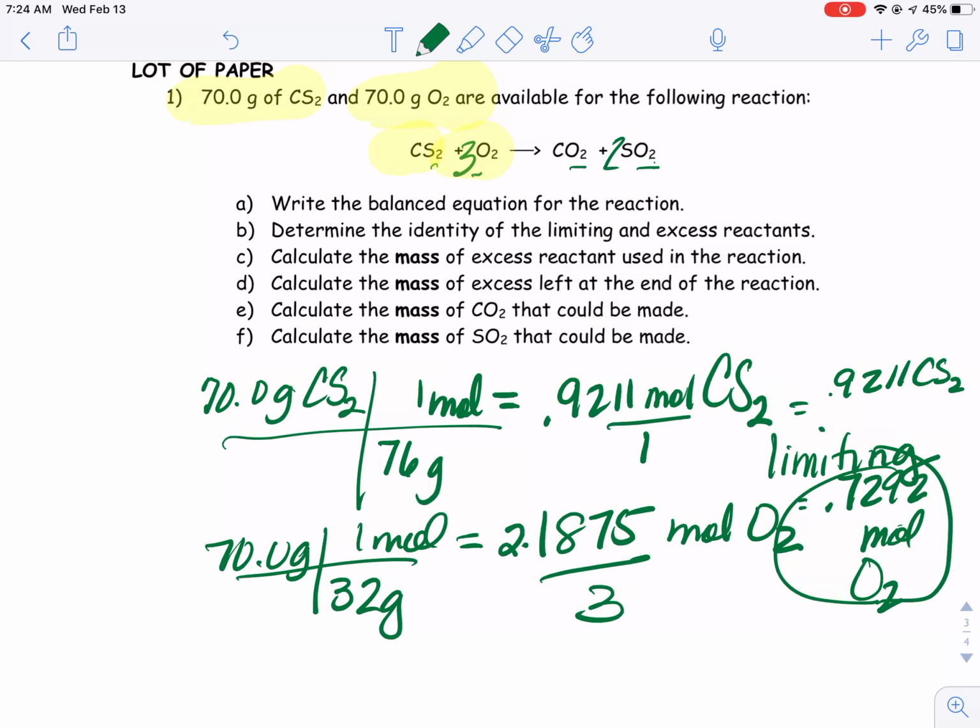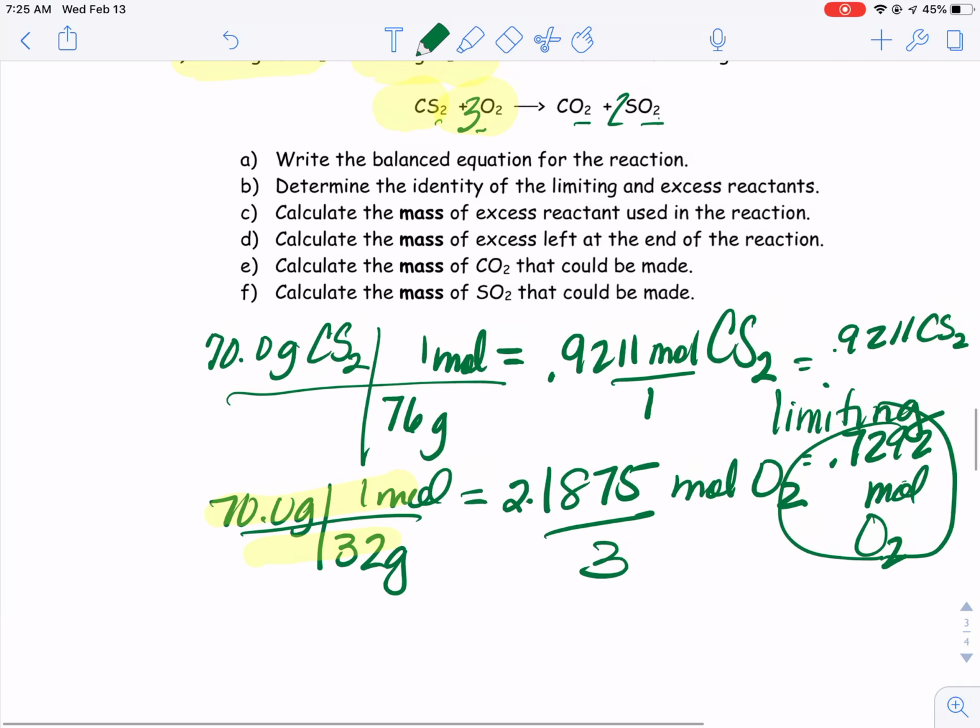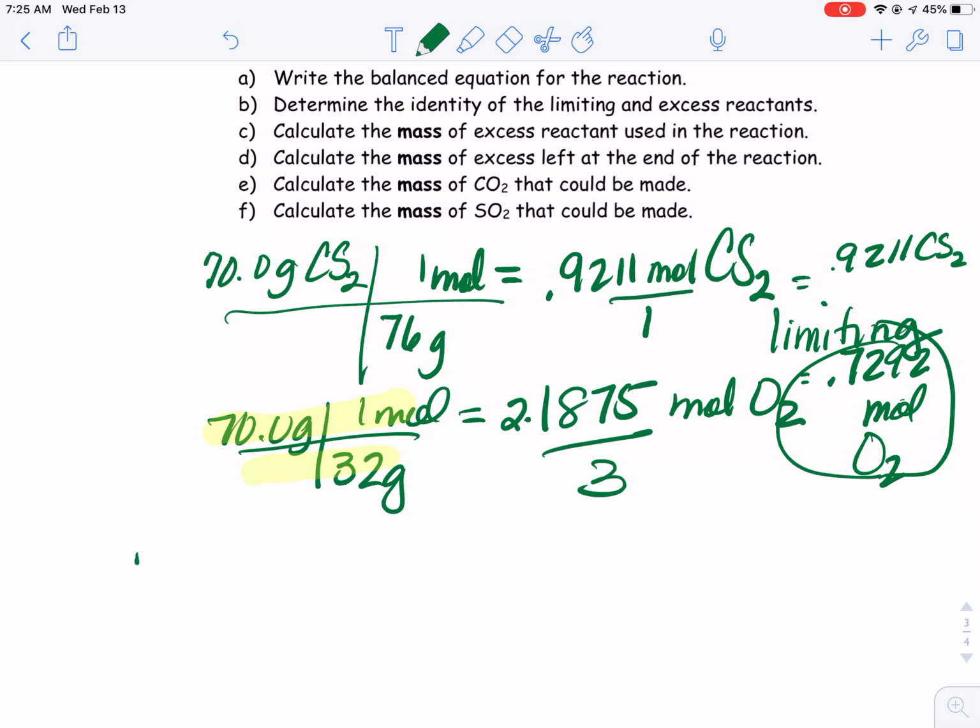Okay? Oxygen is limiting. That means we're going to use the oxygen to calculate the rest of the work. All right? Step C, calculate excess. Well, excess is going to be carbon disulfide.